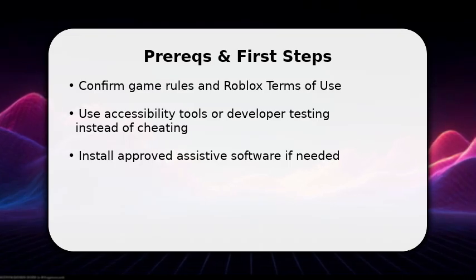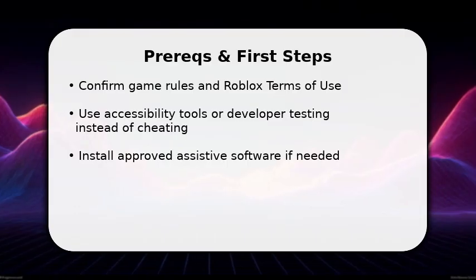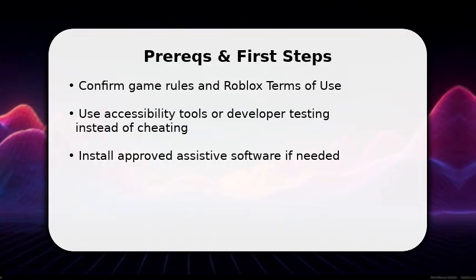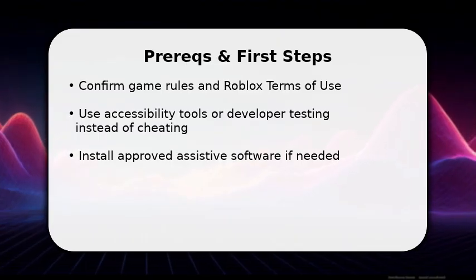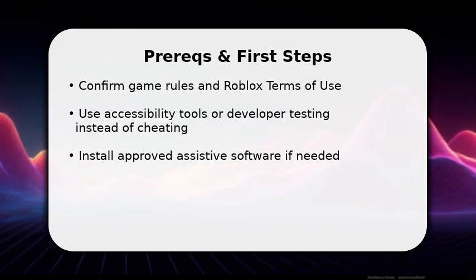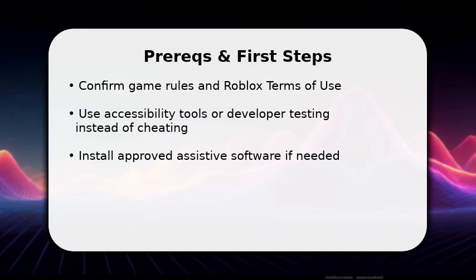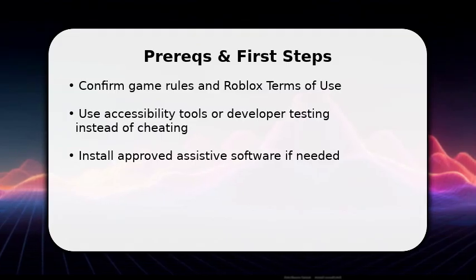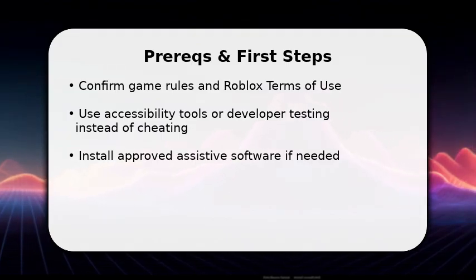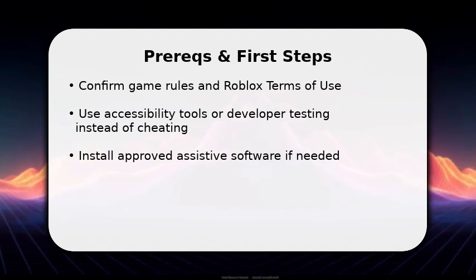Enjoy the video. You should not use auto-clickers to gain an unfair advantage or break Roblox rules. That risks bans. Instead, start by confirming the game's policy and Roblox's terms of use. Once done, identify whether you need automation for legitimate accessibility or for development testing. Make sure to install only approved assistive or testing tools. Avoid anonymous freeware that changes gameplay. You're setting a safe foundation and protecting your account while getting the functionality you actually need.